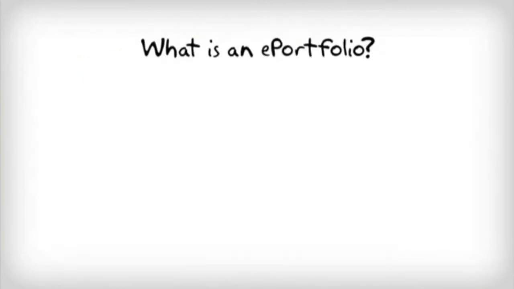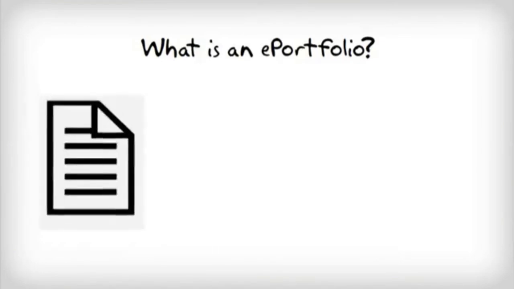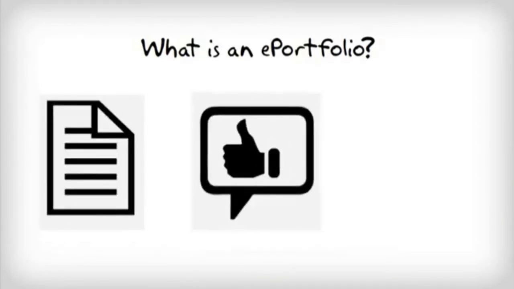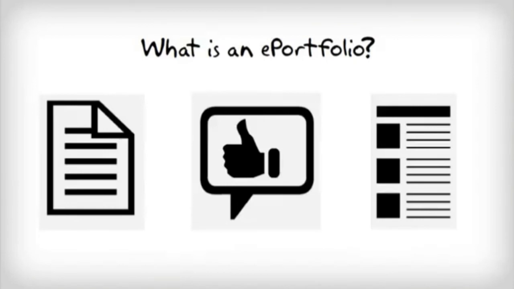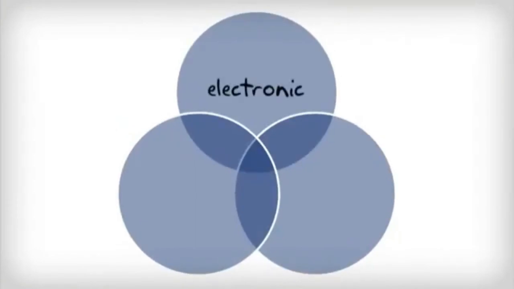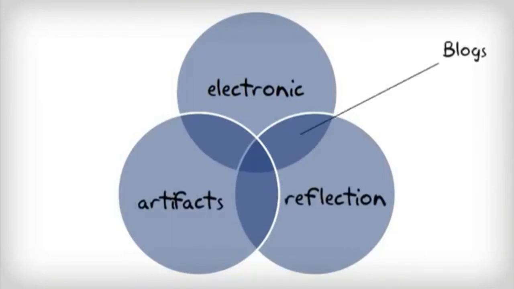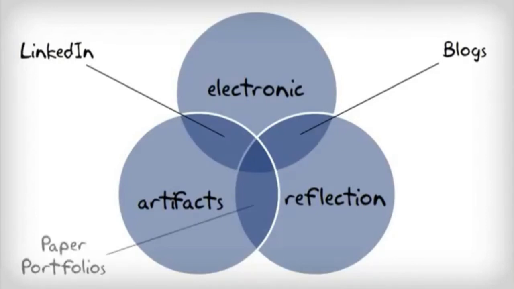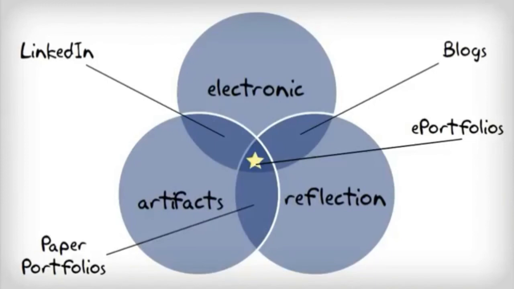Some people misunderstand e-portfolios and compare them to online resumes, Facebook, or blogs. It's important to understand the difference between e-portfolios and these other tools. E-portfolios are electronic and contain both artifacts and reflection. Blogs, professional online sites such as LinkedIn, and paper portfolios only contain 2 of these elements. However, e-portfolios contain all 3. They're right at the center, in the sweet spot.